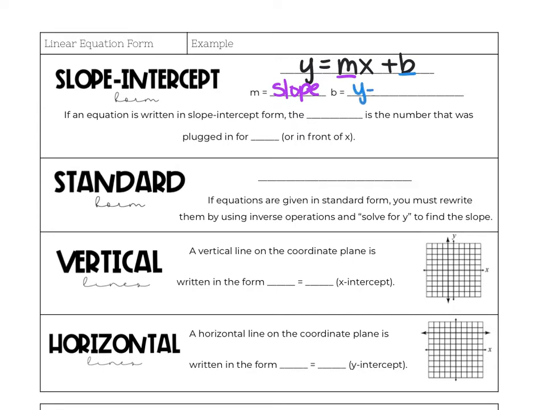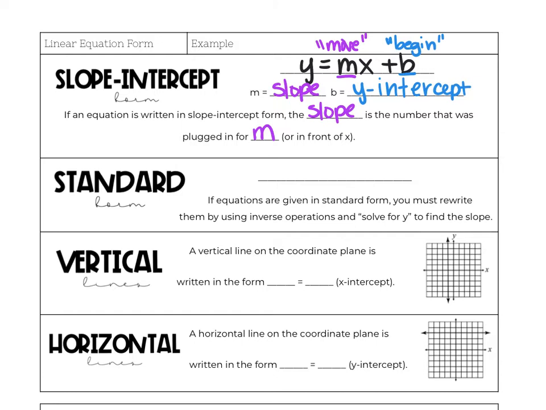The y-intercept. Good. Some people say M for how you move on the graph. Remember, like once you have a point, that's how you move. And B for begin. That's where you start and how you move. Okay, so if an equation is written in slope-intercept form, the slope is the number that was plugged in for which variable? The one that's in front of X?